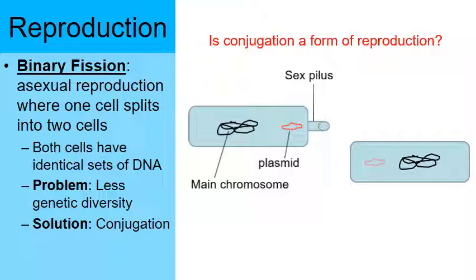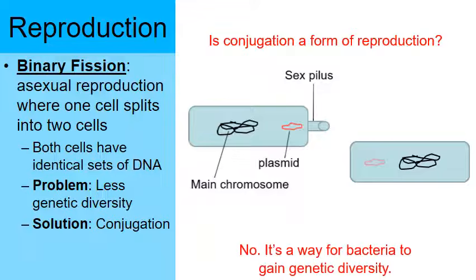So is conjugation, first of all, a form of reproduction? And the answer is no, but it's a solution to their problem, the problem of having less genetic diversity. Conjugation solves that because they're able to obtain genetic diversity from their neighbors by swapping and exchanging segments of their plasmids in their DNA like this.